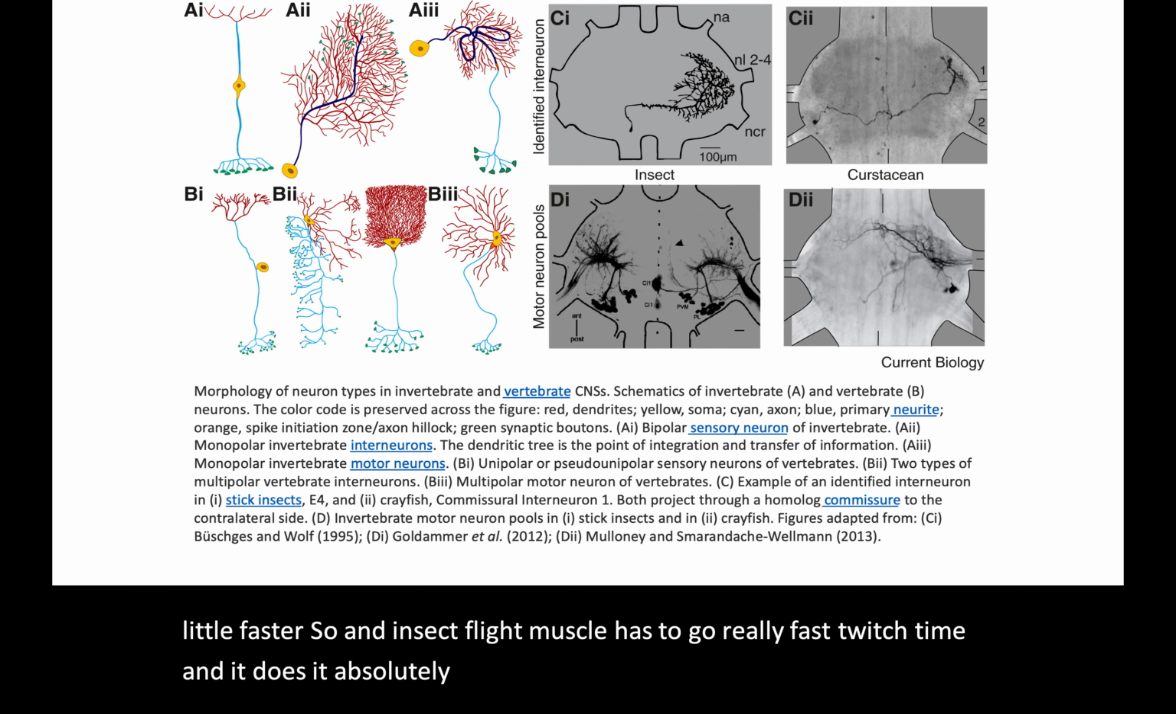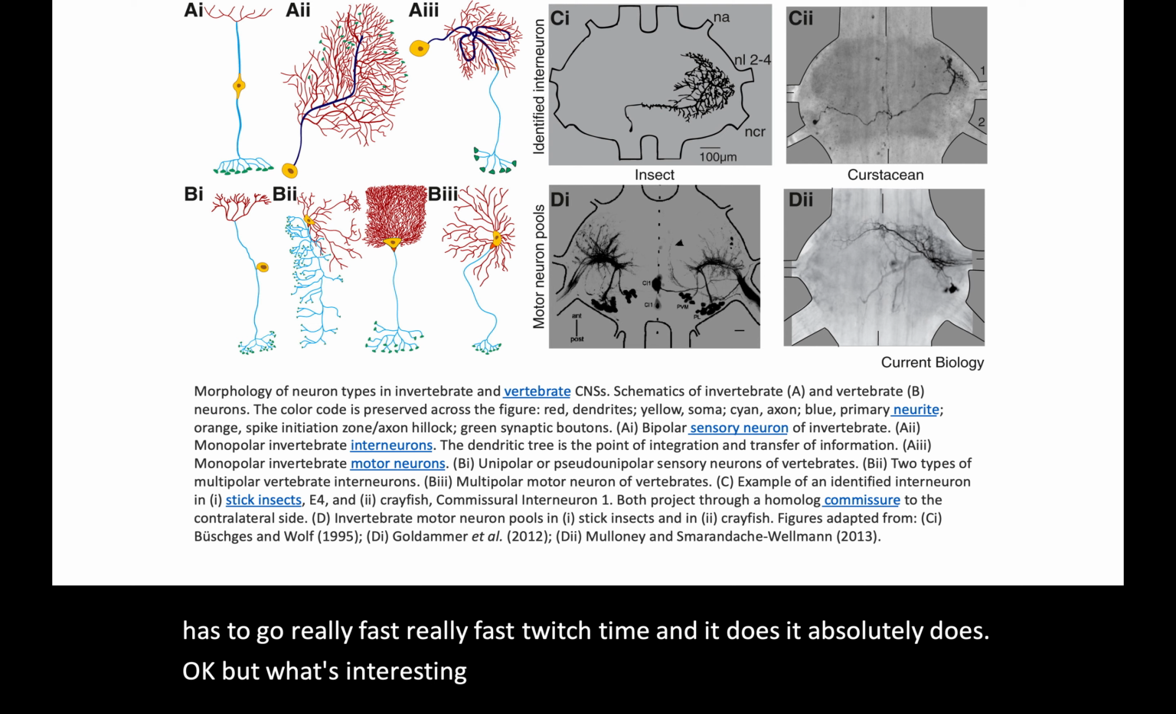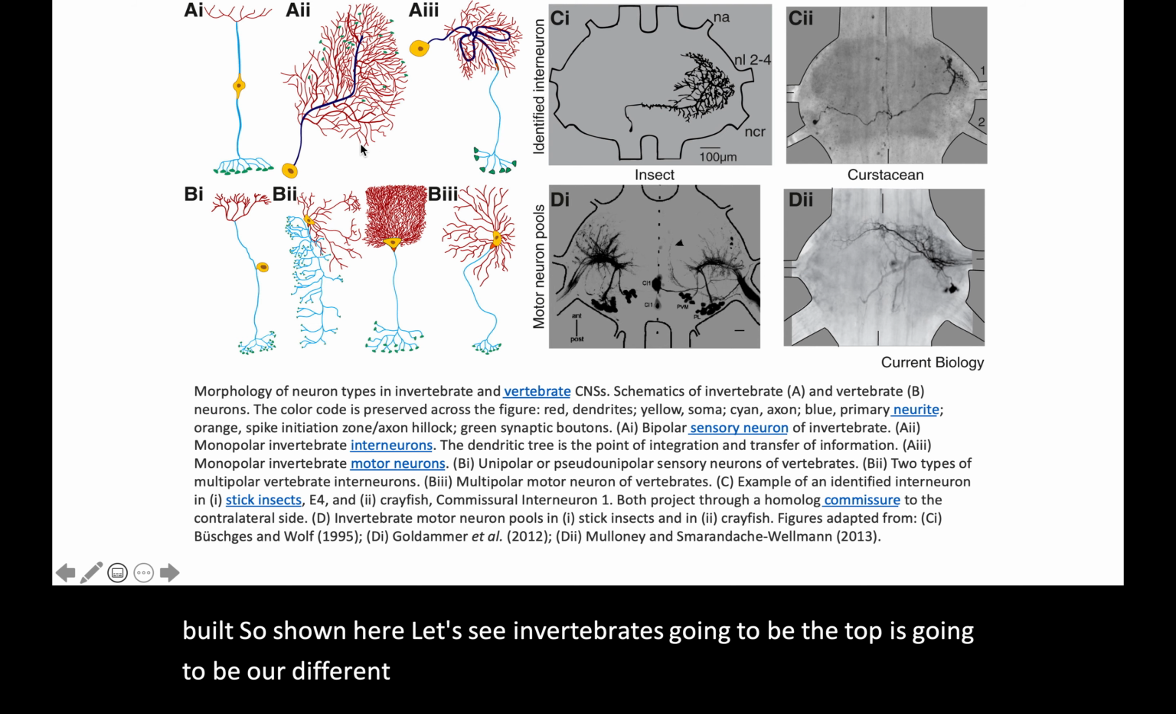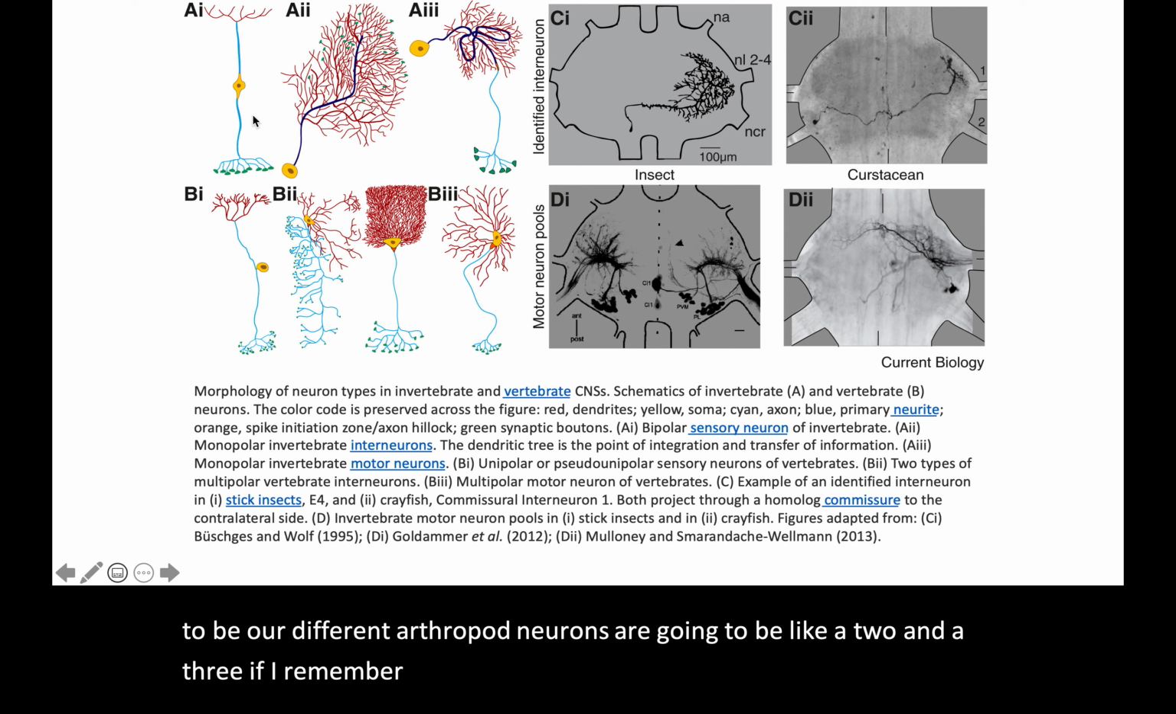Okay, but what's interesting about arthropod neurons is the way they are built. So shown here, let's see, invertebrates are going to be at the top. These are going to be our different arthropod neurons, like A2 and A3, if I remember correctly. They'll have some A1s.